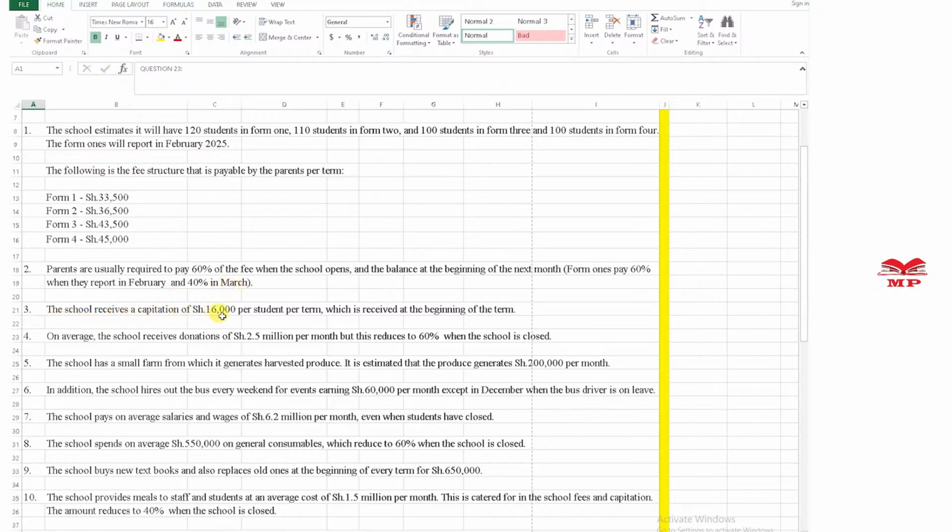According to the law, the school receives capitation of 16,000 per student per term, which is received at the beginning of the term. The school also receives donations.